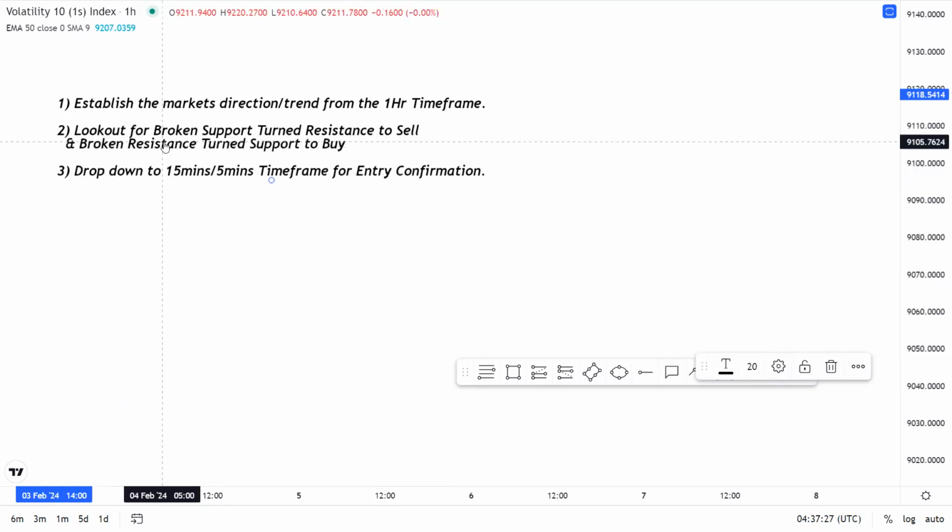And lastly, once price comes to your identified area of interest, you drop down to the 15 minutes or the 5 minutes time frame, where you get your entry confirmations.